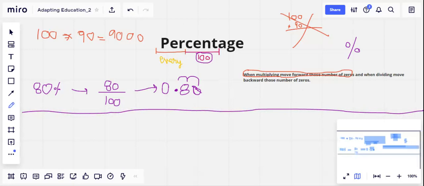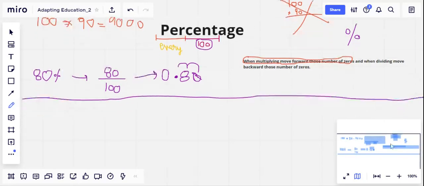Also, a few questions can be that the price of an article is rupees 4,500 last year, and it has decreased by 20% this year. So what is the price now? This can be a question. All right, so some questions like this can come.